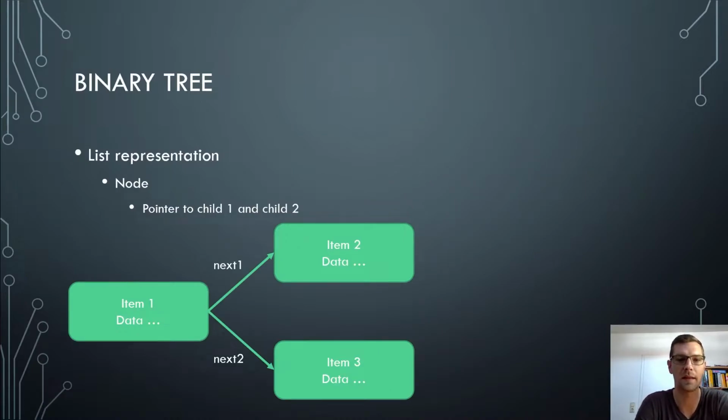Alright, and the list representation is then similar, in that we have our item at some point there as a root node storing some data, and then we have some next pointers to the two children. Alright, so let's go ahead and implement it.